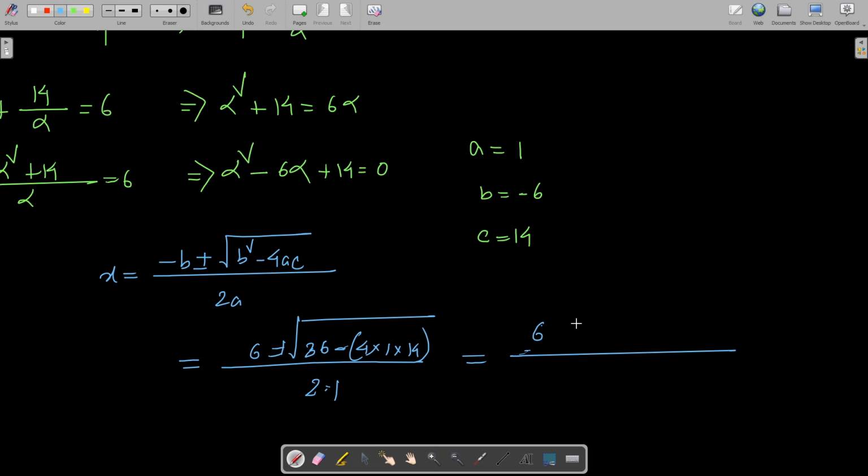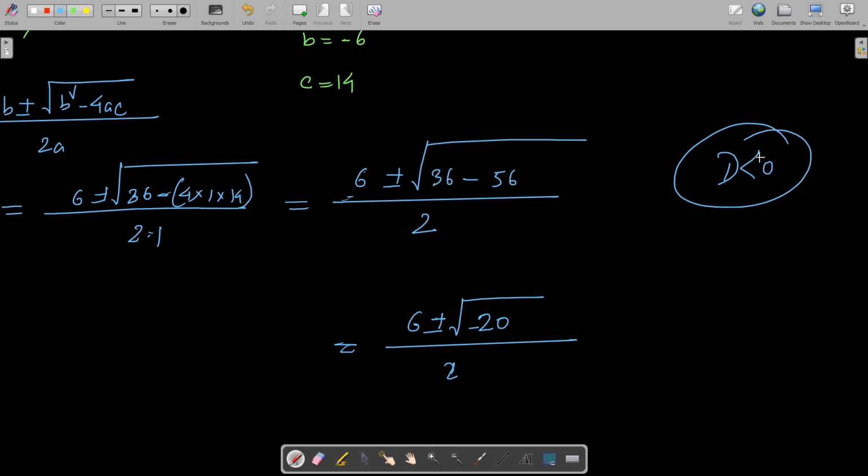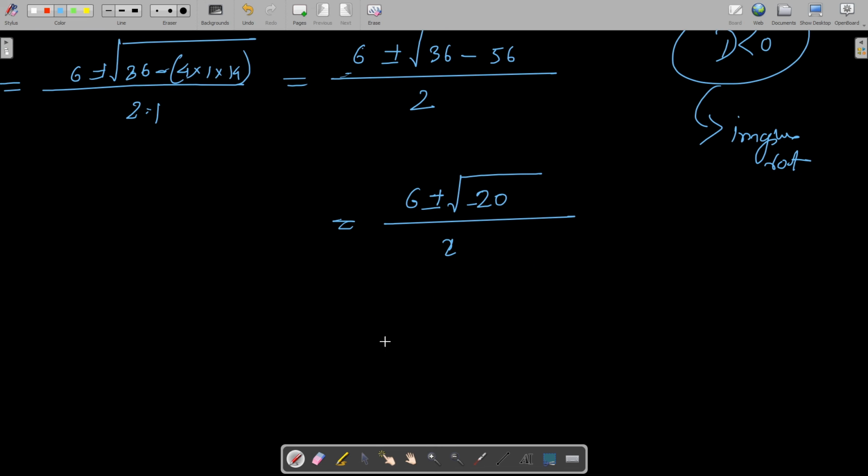What will we get from here? We'll get 6 plus minus under root 36 minus, how much is 14 into 4? It's 56, divided by 2. Now what will you get? We will get 6 plus minus under root minus 20. Now we are getting the value of D less than 0. Remember what type of roots we'll get if the value of D is less than 0? We get imaginary roots.